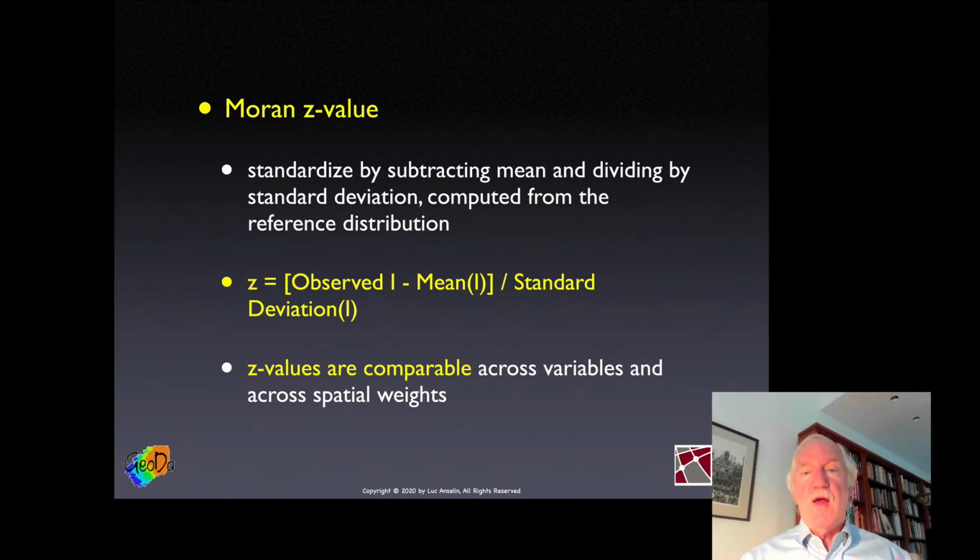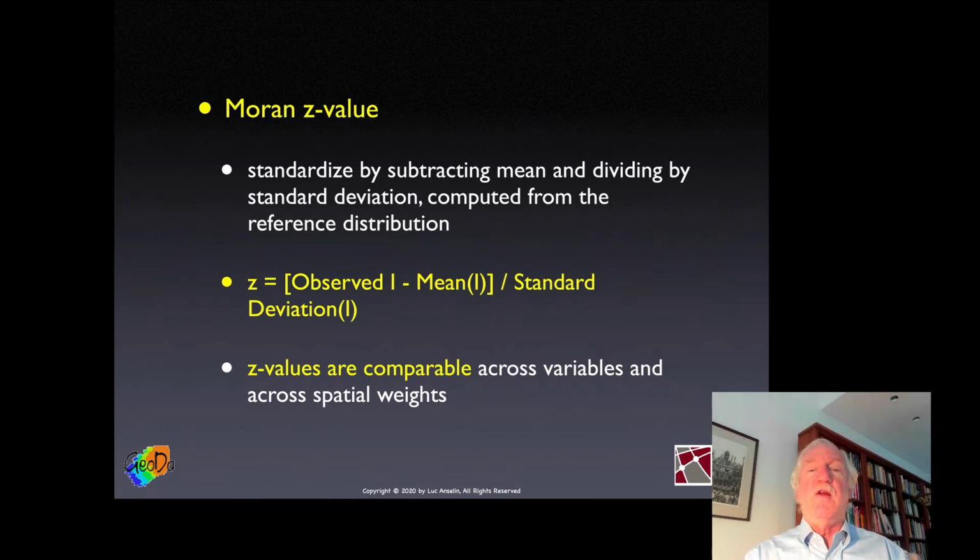And to get around that, we construct a Moran z value. And the Moran z value is simply a standardization where we subtract the mean and divide by the standard deviation as computed from the reference distribution. Of course, if you have just a single statistic, you don't have a mean or a variance.